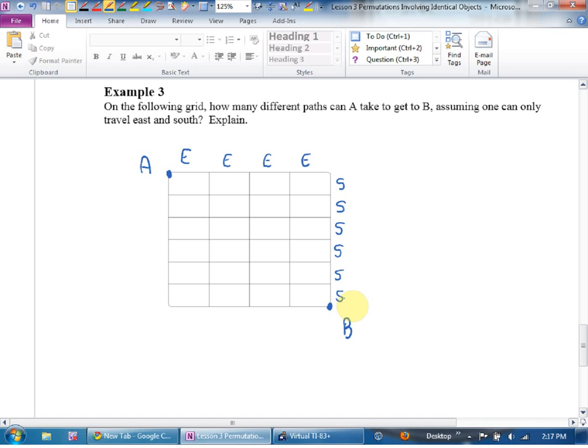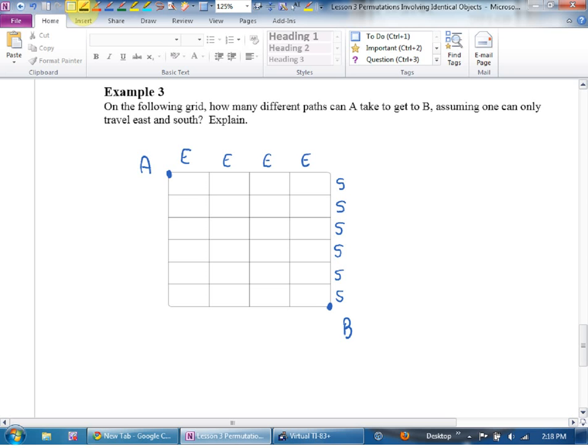And here's my argument. Listen closely. I'm going to argue that no matter which path I take, I am going to have to go east 4 times somewhere along the way. Maybe not in a row, but 4 times. And I am going to have to go south 6 times, again not necessarily all in a row, but somewhere I'm going to be going south 6 times.